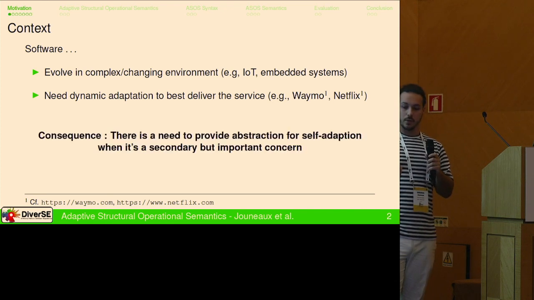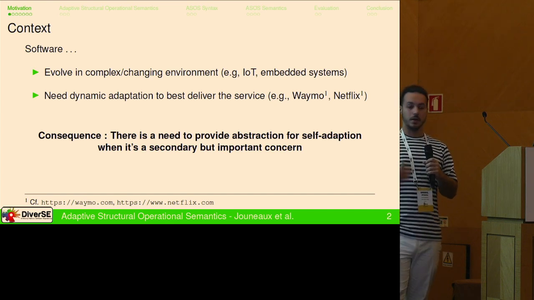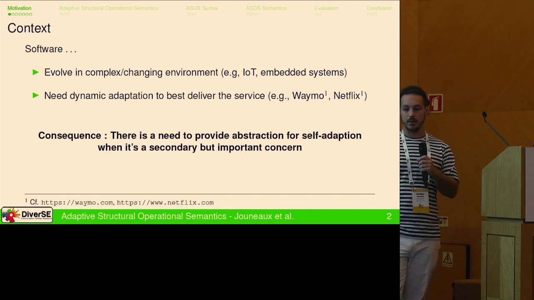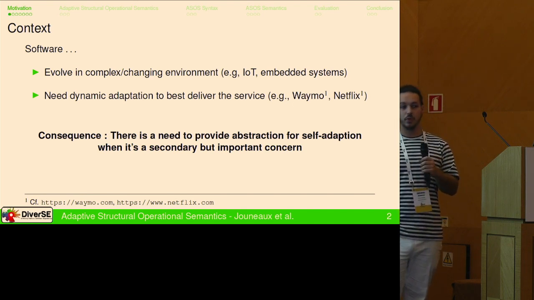And so what we argue is that, as a consequence, there is a need to provide abstractions for self-adaptation, not for when it's the primary concern, like Netflix, where you want to tailor everything by hand, but when it's a secondary, but nevertheless important concern.